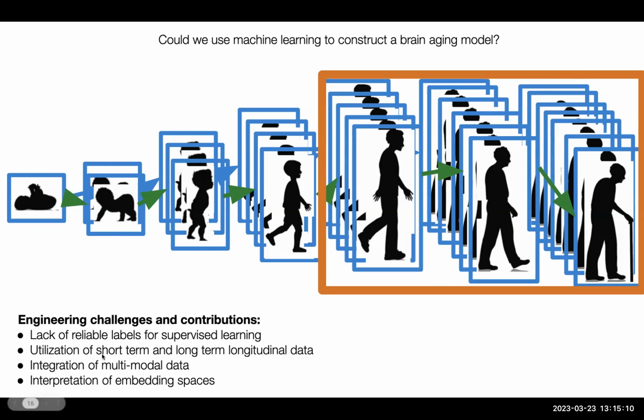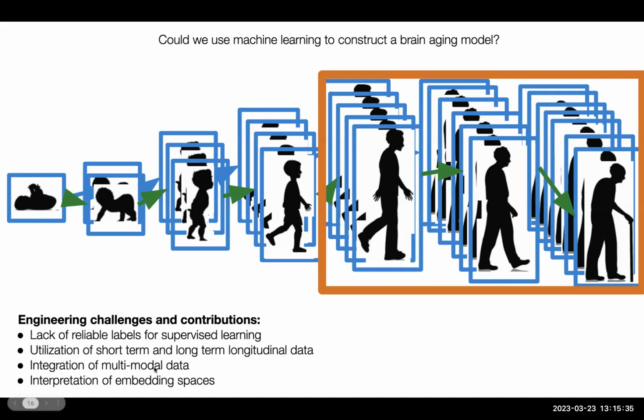The other part is utilization of short-term and long-term longitudinal data. We have that a lot, as in we're talking about decades of data. We're talking about data sets that we need to analyze that have been collected over multiple decades. Some of them might be shorter, some of them might be longer. So the longitudinal aspect is very important for our analysis.